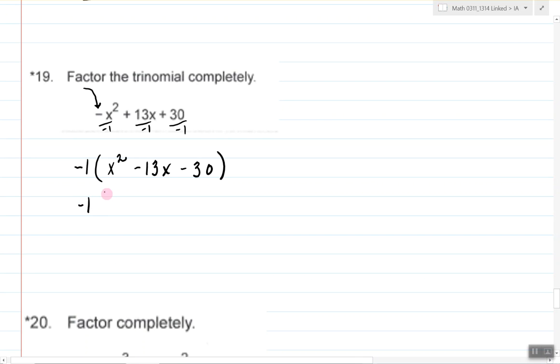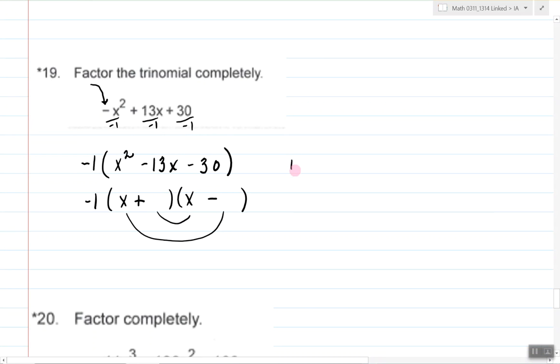Keep either a negative 1 or just the negative sign. The last sign is negative. That means 1 plus and 1 minus. This is a single x squared, so x and x. I need factors of 30. Because it's 1 plus and 1 minus, they're going to have a difference of 13. So it could be 1 times 30. It could be 2 times 15. It could be 3 times 10. They need to have a difference of 13. It's going to be these.